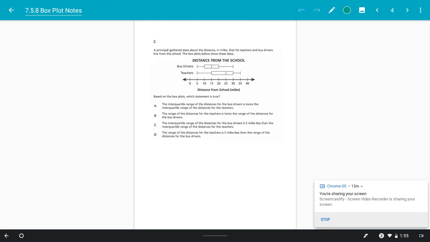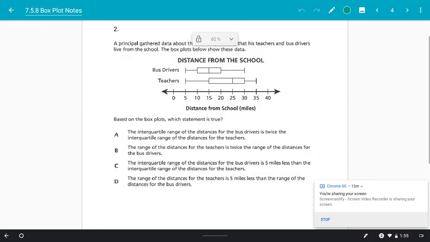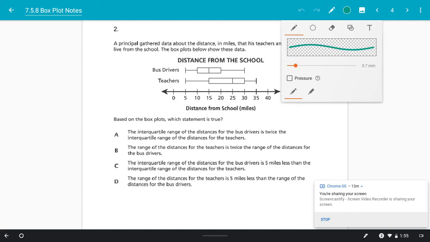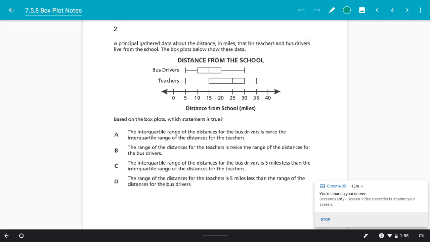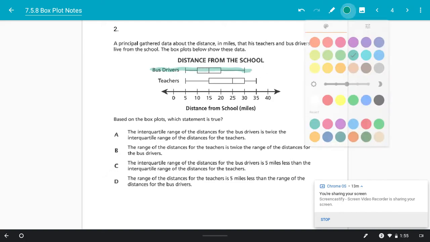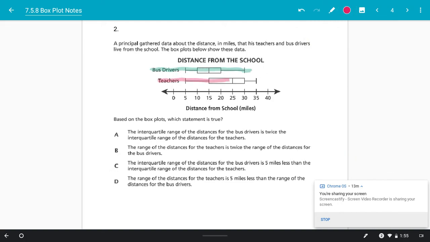All right, number 2. A principal gathered data about the distance in miles that his teachers and bus drivers live from the school. The box plot below shows these data. So this one is really interesting because this box plot has 2 different pieces of data. It has the bus driver data, and then it has the teacher data. So we actually see that there are 2 box plots representing 2 sets of data. And the question asks us, based on the box plots, which statement is true?